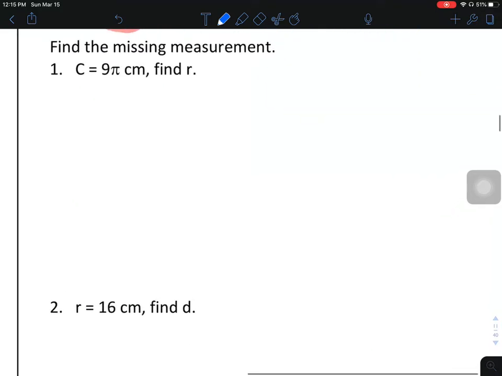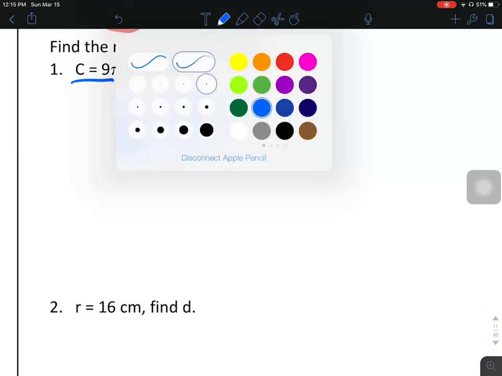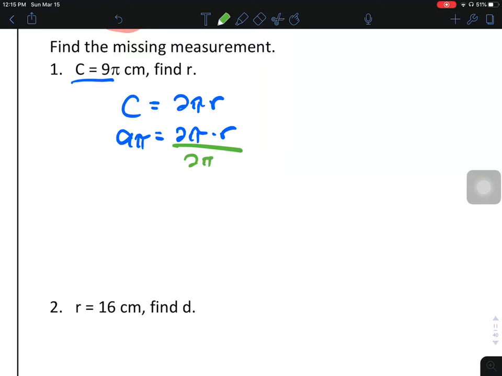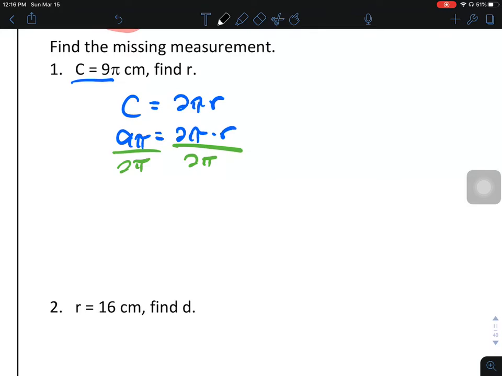Find the missing measurement. We have the circumference is 9 pi, and we want to find the radius. Well, if I use the formula, circumference is 2 pi times r, and I know what the circumference is, 9 pi. I don't know what the radius is. If I solve the equation by dividing both sides by 2 pi, on the left, the pi's cancel, and I get 9 over 2. On the right, I get r. The units we were using were centimeters, so it's probably better if I write 9/2 centimeters. If you prefer, you could write 4.5 centimeters.